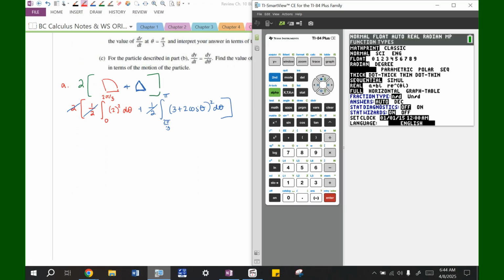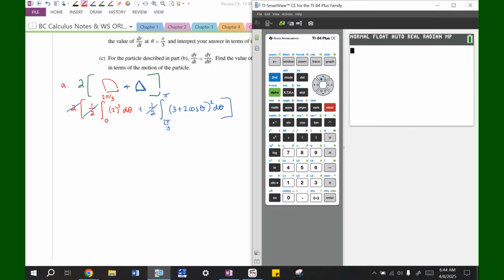Anyway, the rest of this goes into my calculator. It doesn't matter what mode you're in for this, so you can be in function mode. Really the only time I would switch to polar mode is to find a dy dx, just because that's a lot easier. So this is 4 d theta. And remember, you can't combine these because the integral bounds are different. So plus math 9.